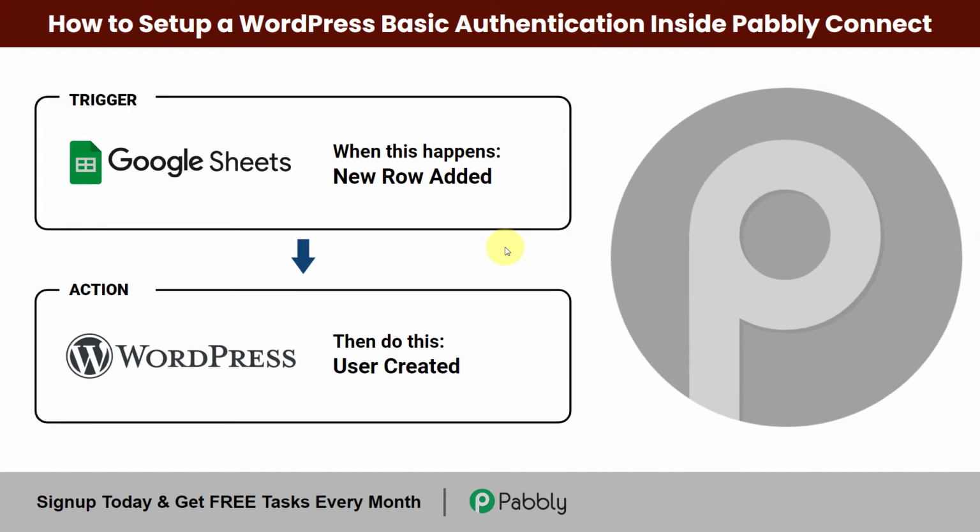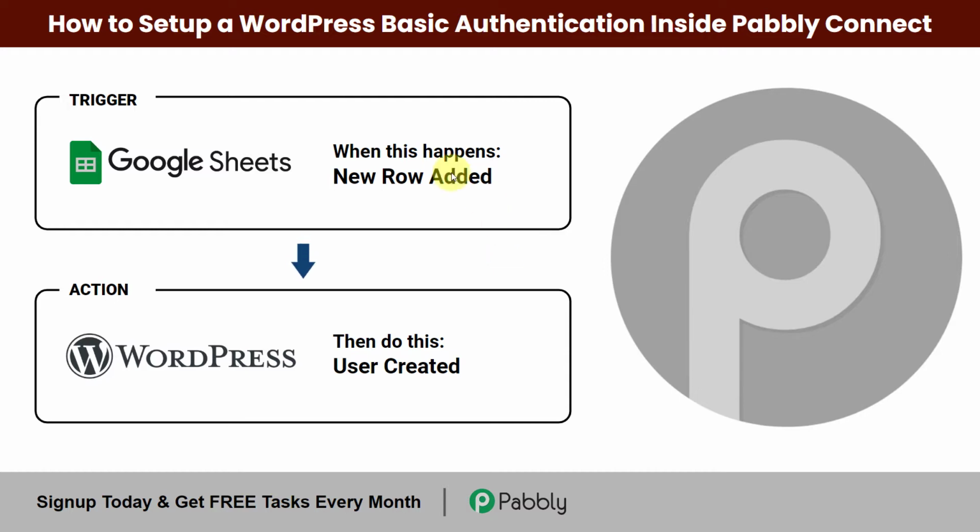So in this video, we will learn how to set up a WordPress basic authentication inside Pabbly Connect. A lot of users were facing issues regarding the WordPress connection with Pabbly Connect using the authentication REST API method. So in this video, we will learn in a step-by-step guide how you can do it. We took a simple example of Google Sheets and WordPress.